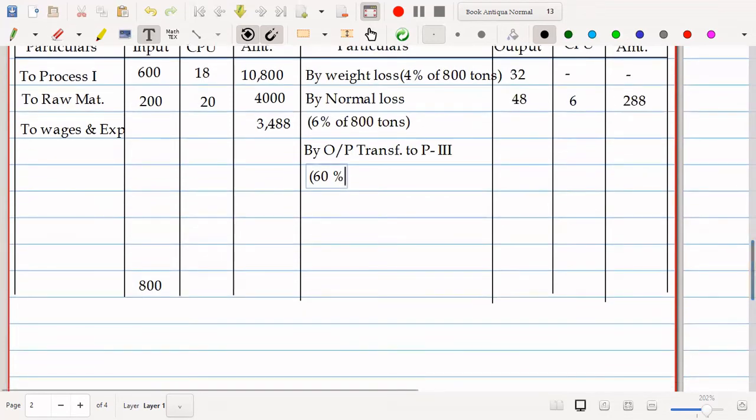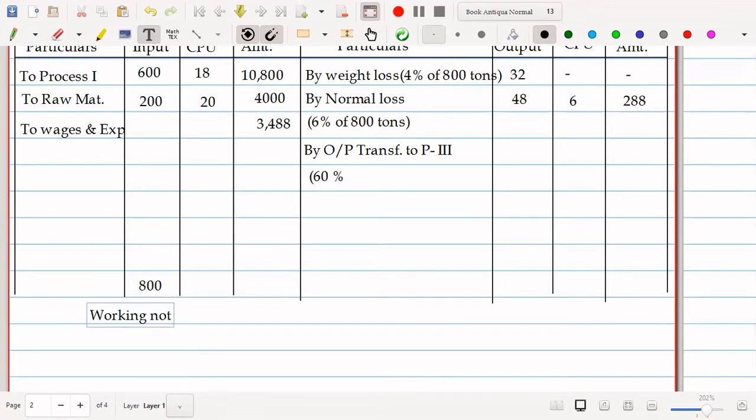We have to go for working notes here. So working notes. First one, input. Let's write it down. Input is equal to 600 plus 200. As I said while making the entry, 600 plus 200 will be your 800 tons input.